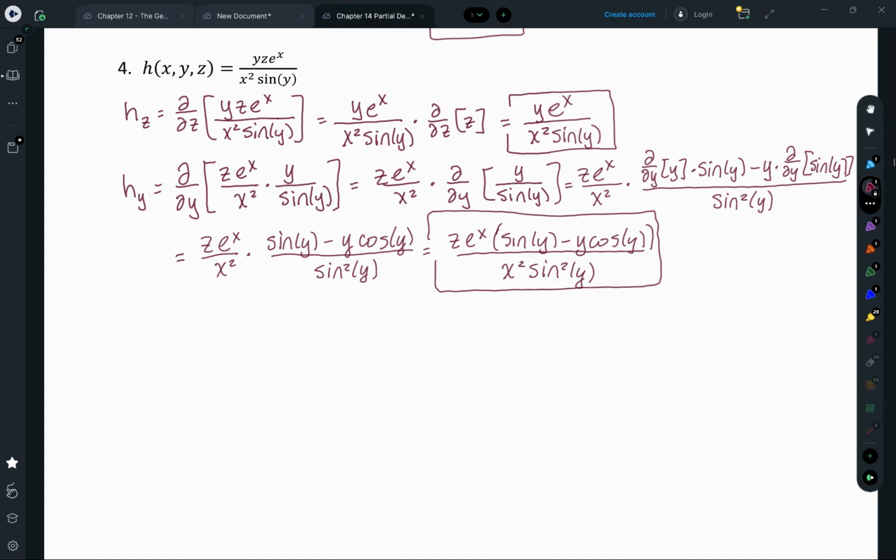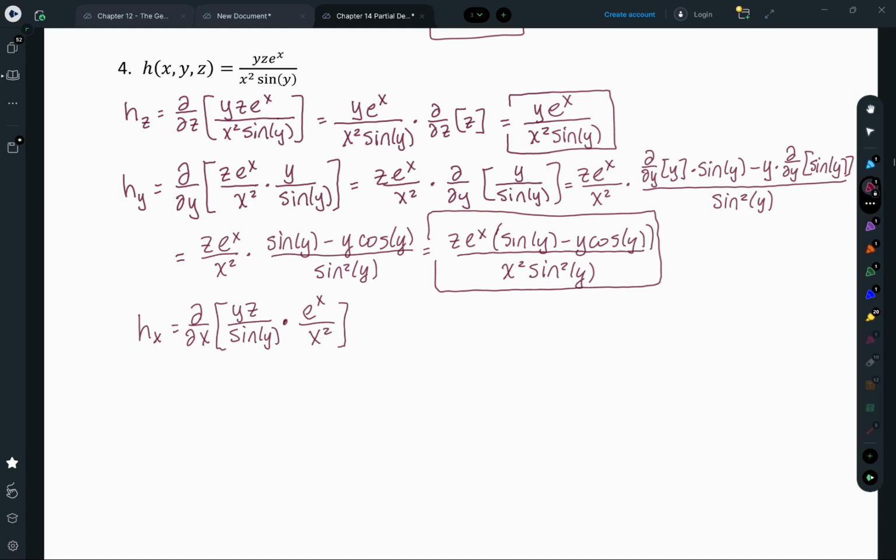The last one for this problem will be h sub x. And I'm going to do the same thing. I am taking del x, but I'm also going to rewrite my fraction so that I can focus on the x stuff. The yz from the numerator, that's just a coefficient. And the sine of y is just a coefficient now. And then times the x stuff. On top I have e to the x, on the bottom I have x squared.